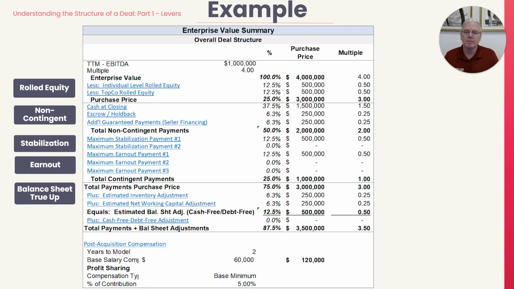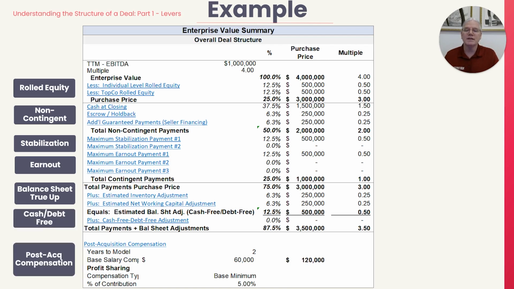In the balance sheet true-up section, you notice that you have inventory at net of about $250,000, and you have another net working accounts receivable of $250,000, and that's referred to as your balance sheet adjustment before we get to your cash-free, debt-free adjustment. For right now, I've just limited not having a cash-free, debt-free adjustment in there for this particular example. So as you can see, all of those items are in there with the exception now of your post-acquisition compensation.